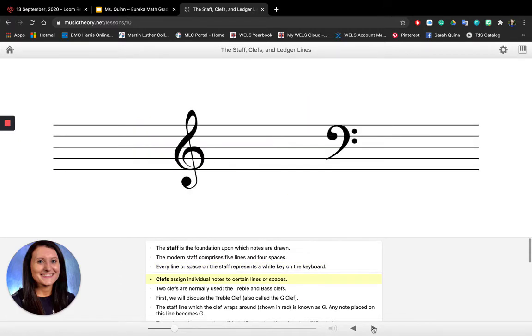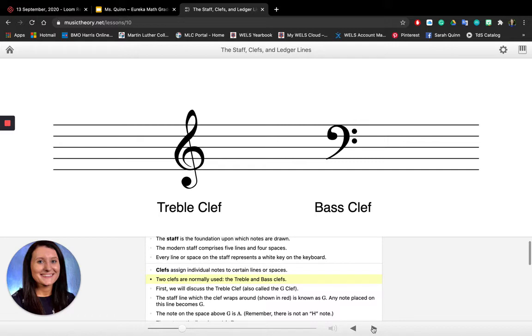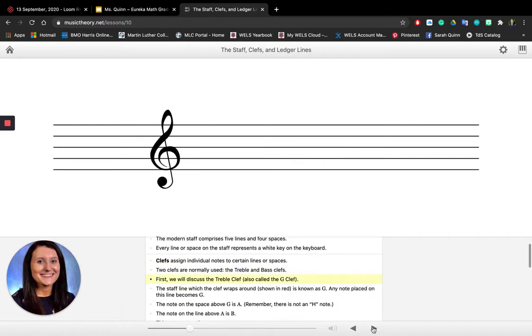So the clefs are what assign individual notes to certain lines or spaces. There are 2 clefs that are normally used, and that is the treble clef that you see on the left and the bass clef. First, we will discuss the treble clef, which is also sometimes referred to as the G clef.